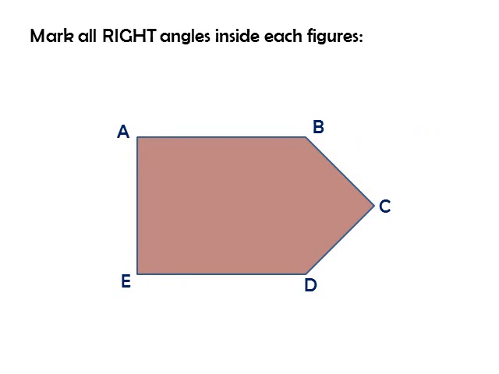How about this one? We have that as a 90-degree angle, and angle E is also 90 degrees. If you notice, angle B and angle D are obtuse angles because they're more than 90 degrees. And C, well, C could be 90 degrees, but let's just assume that's an acute angle.